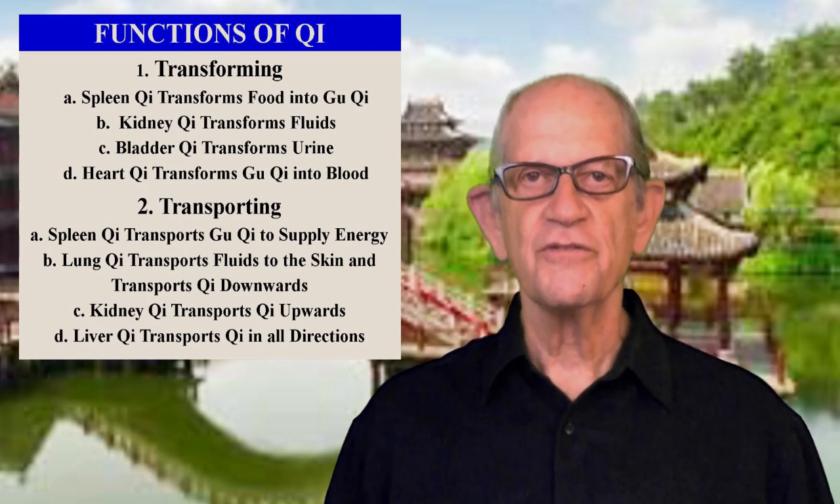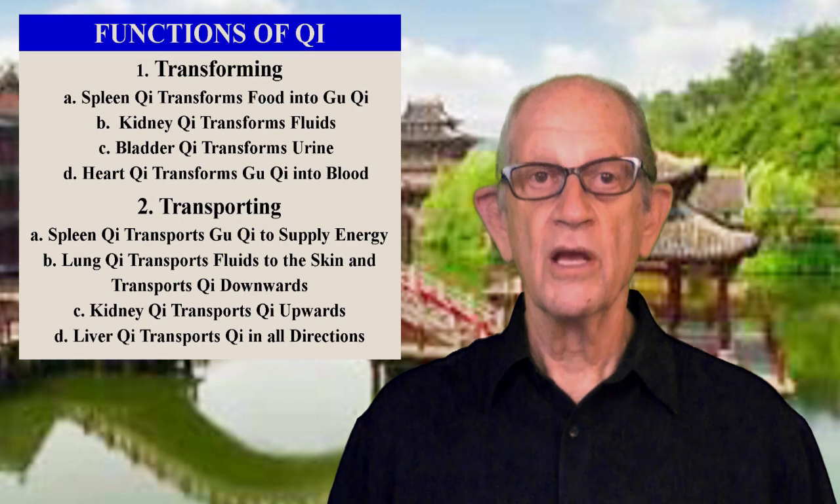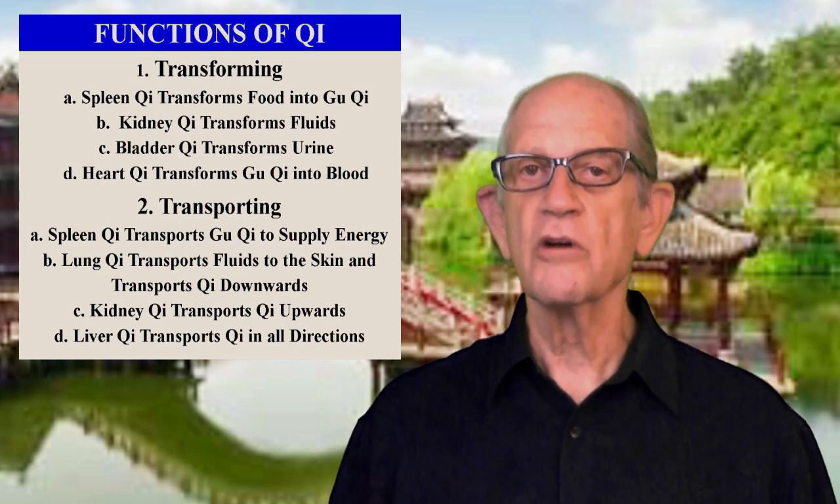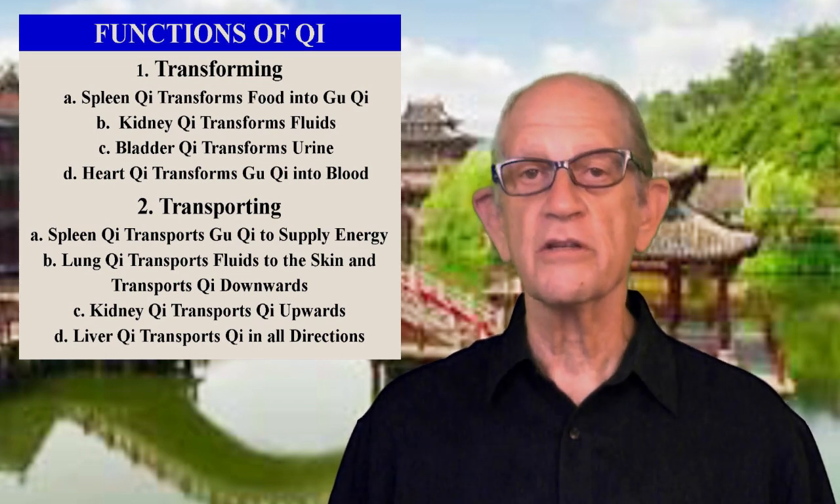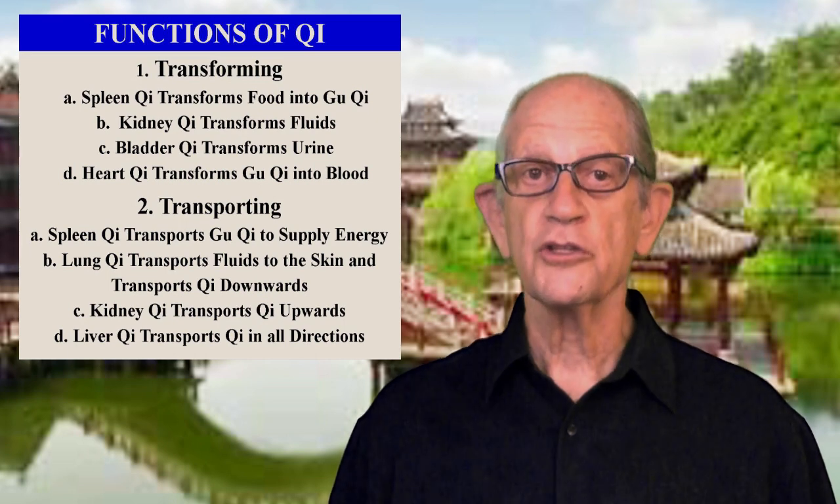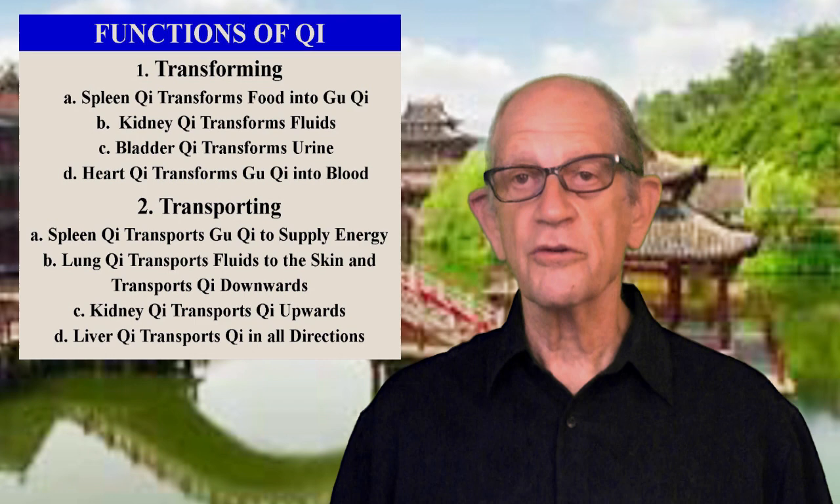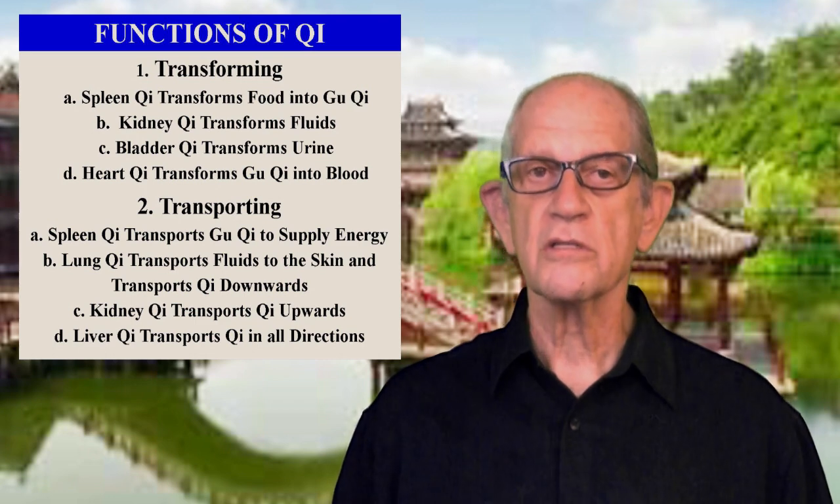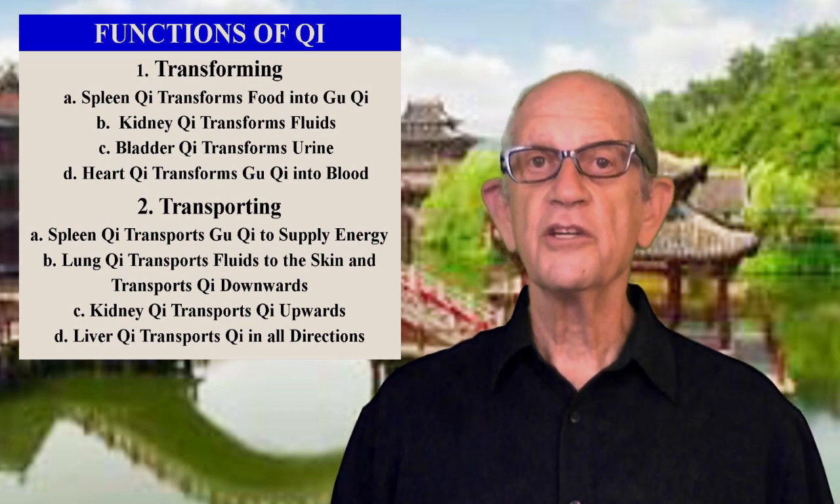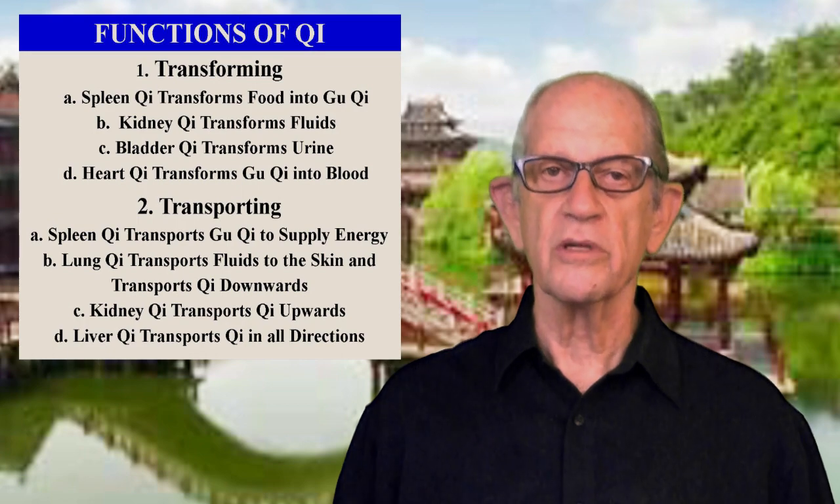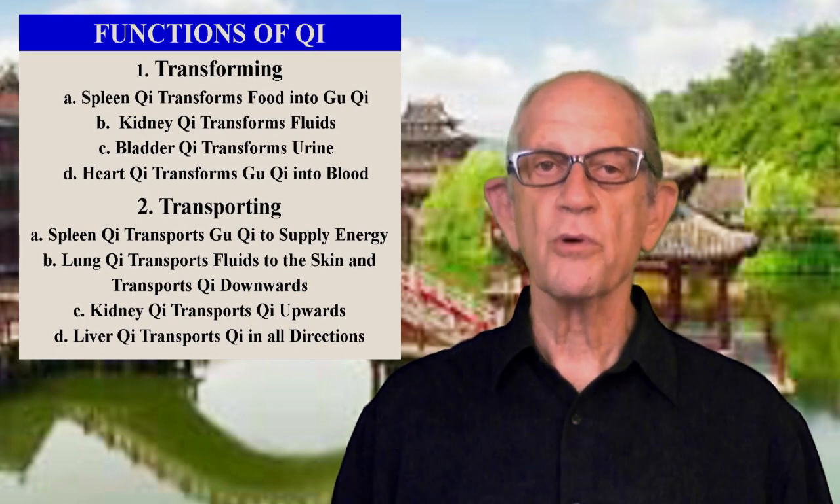The second function of qi is transportation. Spleen qi transports gu or food qi to supply energy to the body. Lung qi transports fluids to the skin. It also transports qi downwards. Kidney qi transports qi upwards, and liver qi transports qi in all directions.